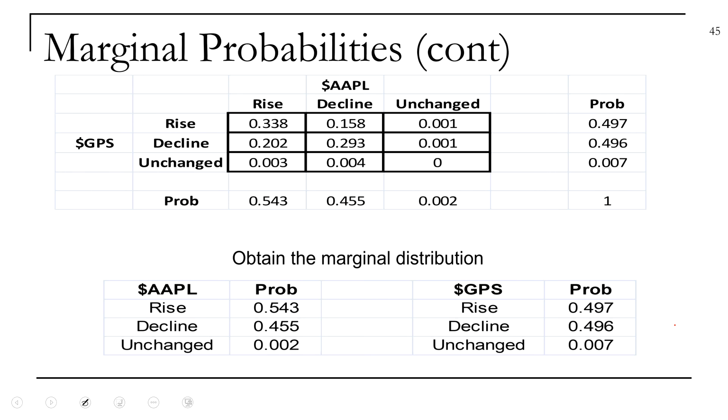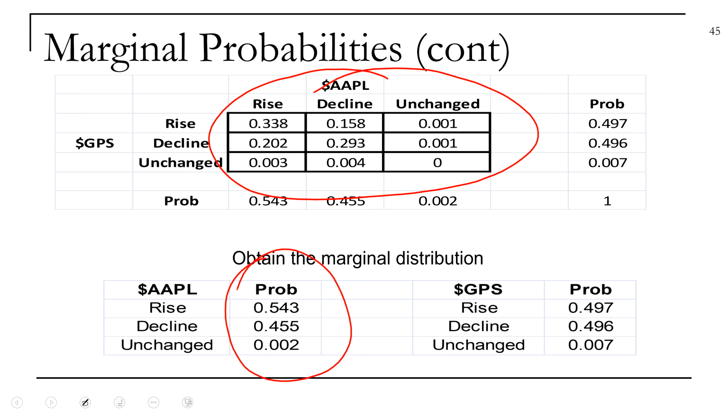So again, there's three tables you can look at. This thing is called the joint probability table. This is the marginal for Apple, this is the marginal for Gap. And notice how that adds to 1, that adds to 1, everything inside the table has to add to 1.